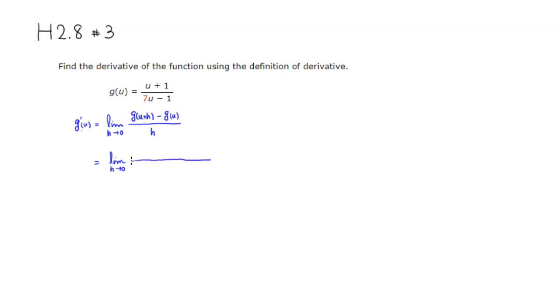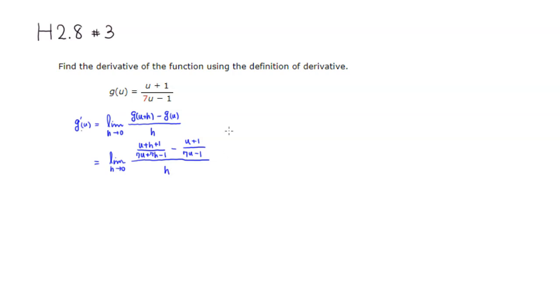So using the function notation, we can write g of u plus h as, every time you see u, we're going to put u plus h. So we have u plus h plus 1 over 7(u plus h). I'm going to go ahead and multiply out, so 7(u plus h) would be 7u plus 7h, then you have a minus 1. Then g of u is just exactly the original function, so you have u plus 1 over 7u minus 1. Then all over h.